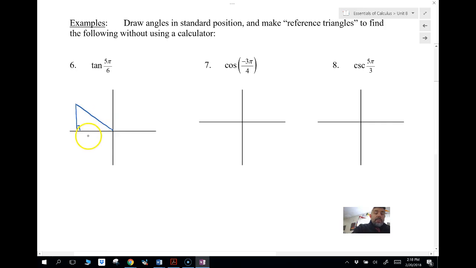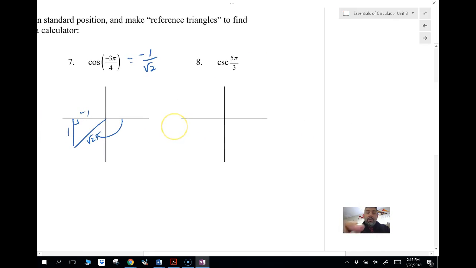All right, 5 pi over 6 is going to be about 150 degrees, so that's over here. And that's going to give me a 30, 60, 90 triangle, so I'm going to have root 3, negative 1, and positive 2. So the tangent is going to be the opposite over adjacent, so negative 1 over negative root 3. Negative 3 pi over 4 goes this way. A negative angle actually goes backwards. It goes clockwise. And this is a 45, 45, 90 triangle. So the cosine of that is going to be negative 1 over root 2 because it's the adjacent over hypotenuse.